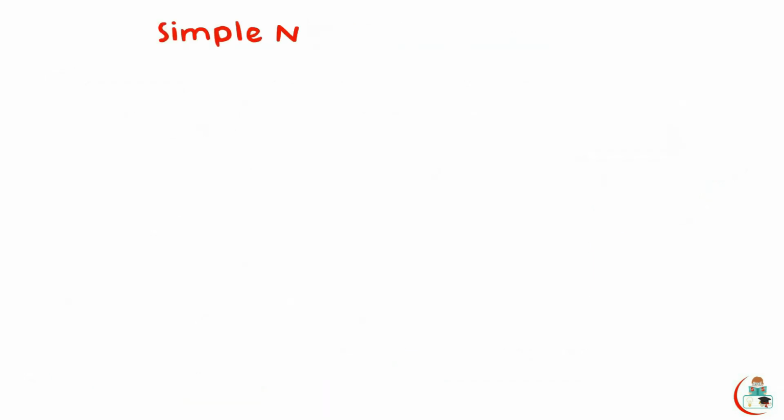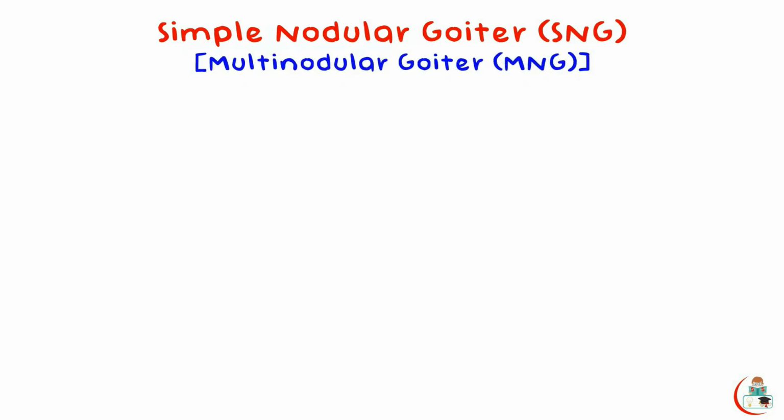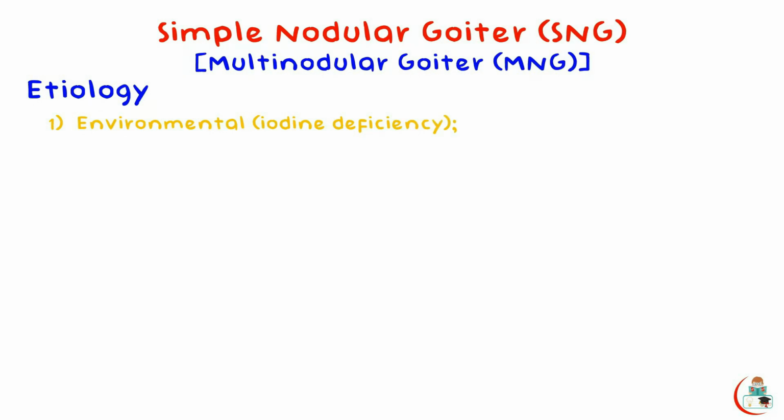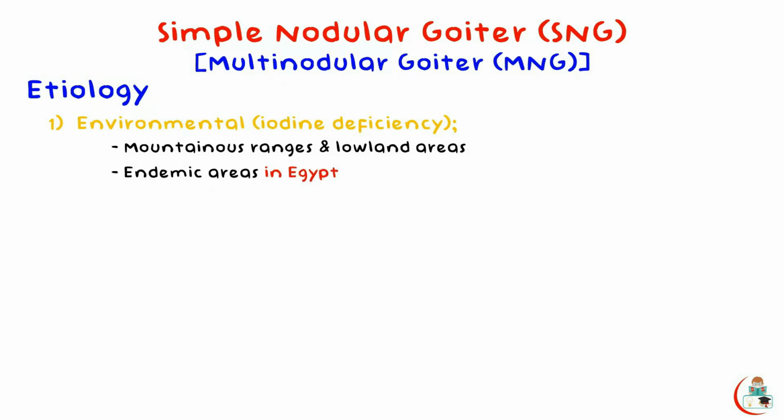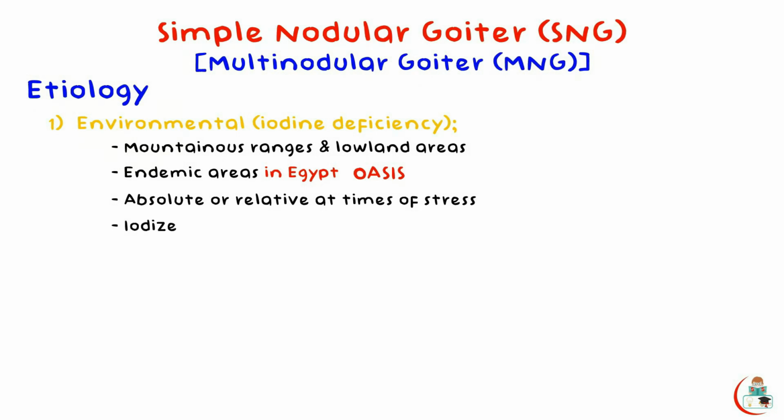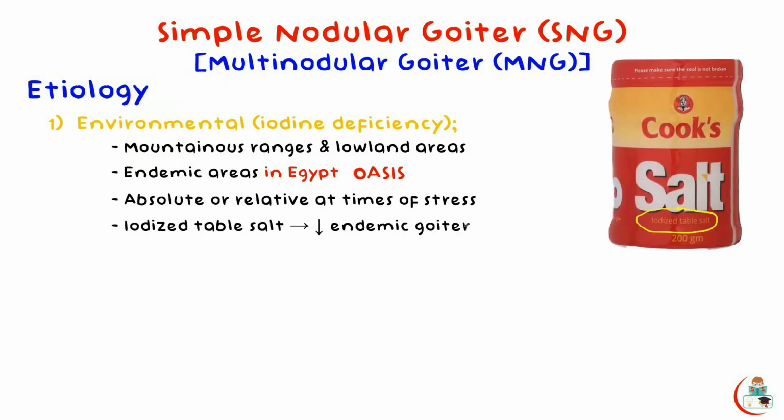Now it is time to discuss simple nodular goiter, SNG, or it is also called multinodular goiter, MNG. Causes include environmental factor due to iodine deficiency in water and food, as occurs in mountainous ranges and lowland areas. In Egypt, endemic areas are oases. Iodine deficiency may be absolute or relative at times of stress. Now, the use of iodized table salt has led to successful reduction of the incidence of endemic goiters.